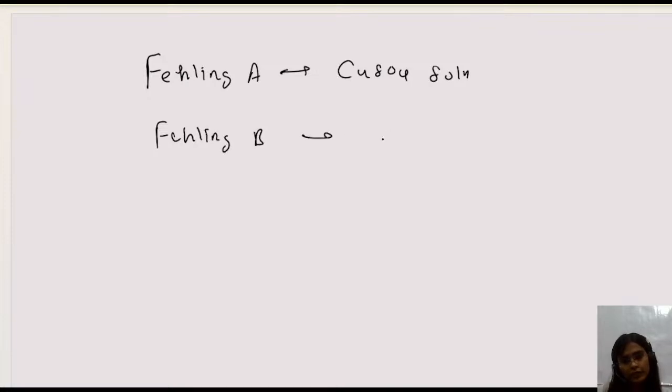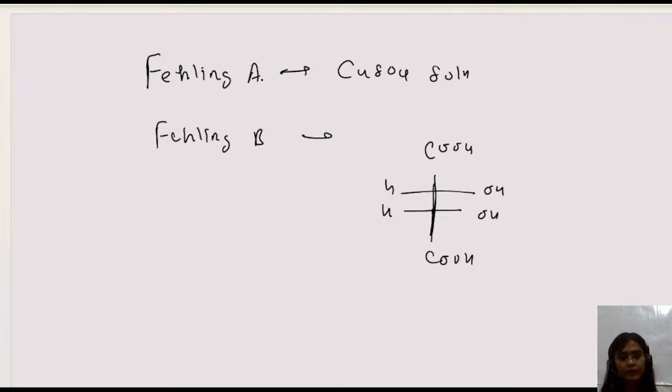And how about Fehling solution B? Fehling solution B is sodium potassium tartrate. I hope everyone knows the structure of tartrate. You know meso compounds, so meso tartaric acid; this is the tartrate kind of structure, tartaric acid. You have to replace one hydrogen with potassium and one hydrogen with sodium, so the name becomes sodium potassium tartrate.